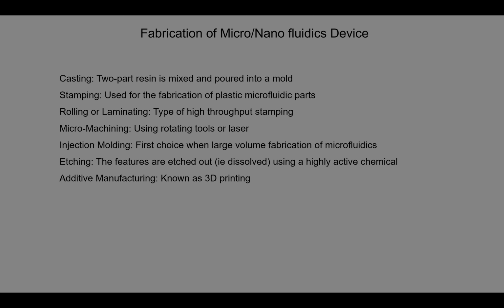There, a highly reactive chemical can be used for wet etching, and for dry etching it can be a reactive ion etching method where plasma and gas are used. Then additive manufacturing is also possible, where 3D printing can be done for microfluidic fabrication.